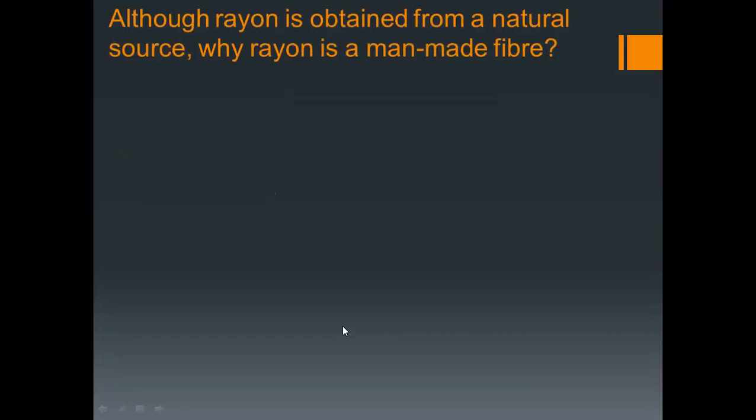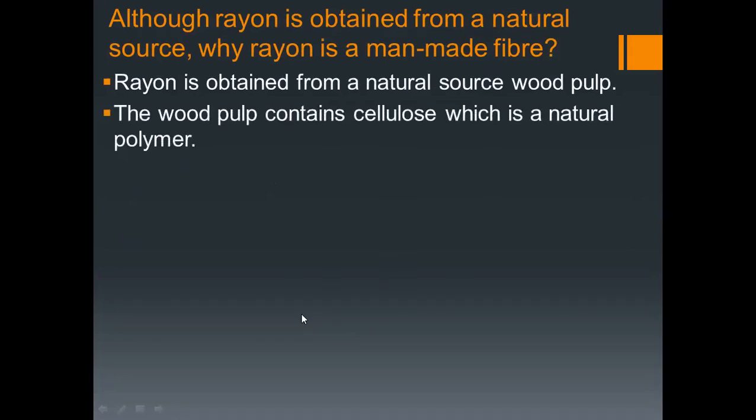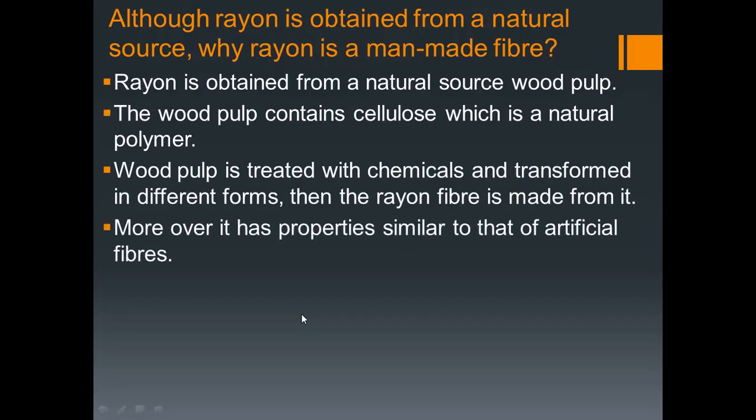Although rayon is obtained from a natural source, why rayon is a man-made fiber? Rayon is obtained from a natural source, wood pulp. The wood pulp contains cellulose, which is a natural polymer. Wood pulp is treated with chemicals and transformed in different forms. Then the rayon fiber is made from it. Moreover, it has properties similar to that of artificial fibers. Therefore, rayon is a man-made fiber.